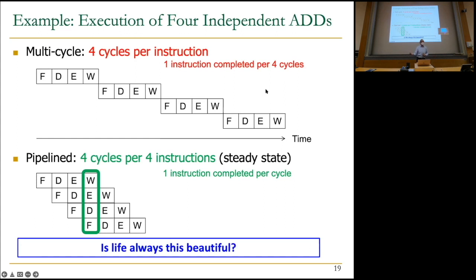But as we will see, life is not always this beautiful because, well, we will see multiple reasons, but instructions may not be independent of each other. That's one of the key issues we're going to tackle. And instructions may not only be operate instructions. They may be control flow instructions. What if somebody changed the program counter in the instruction? What do you do to the pipeline at that point in time? And then how do you divide the pipeline into different stages? Is it going to be as perfect as I showed you over here?